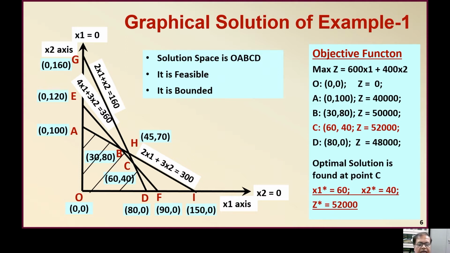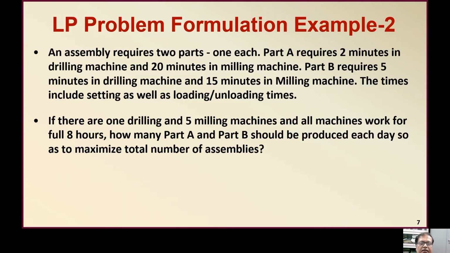So there are as many as 10 different corner points, 5 of them are feasible, and they together create the feasible solution space, and one of them is the optimal solution. We evaluated them, and from there we found the optimal solution, which is at the point C. Right. So this is how these kinds of problems are solved graphically. Let us look at another very interesting problem on linear programming formulation.